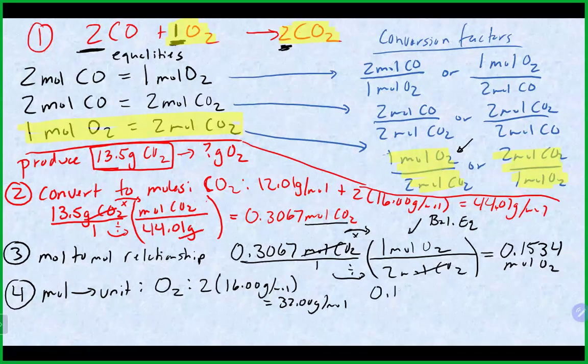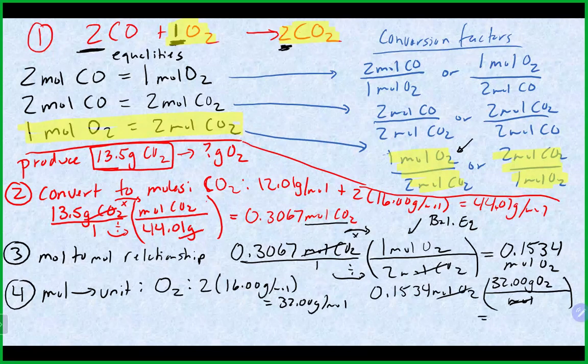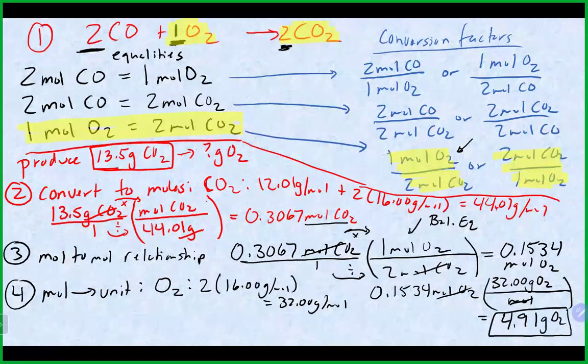We'll take our number from above. We will use our molar mass and put the grams up on top so that we do end up with grams per mole. The moles are going to cancel, and that's going to get us here our answer of 4.91 grams of O2. The significant figures would come from the original number, which was 3 significant figures. Everything else there is kind of an exact number.